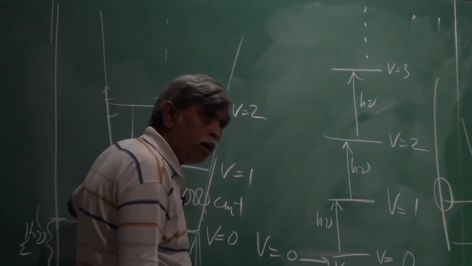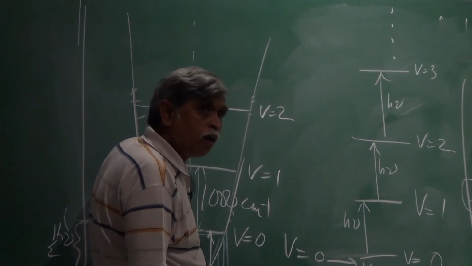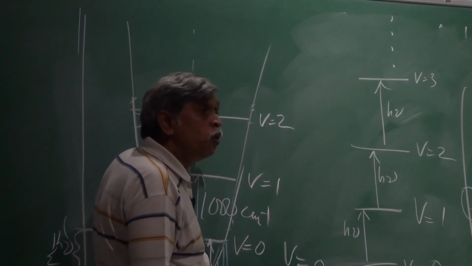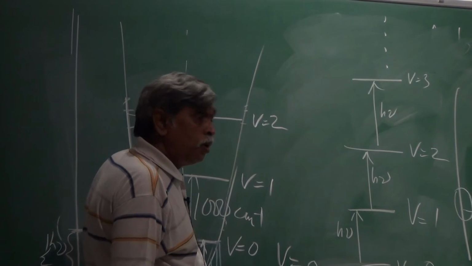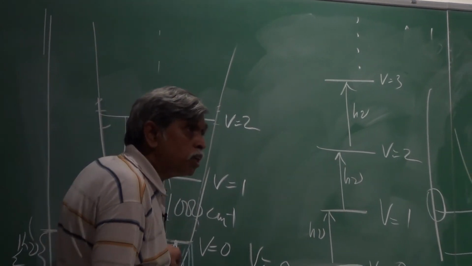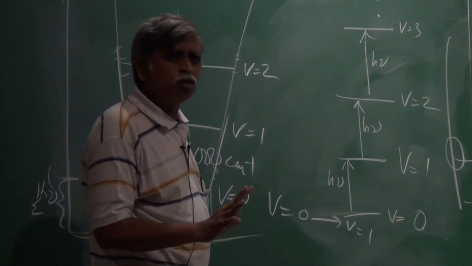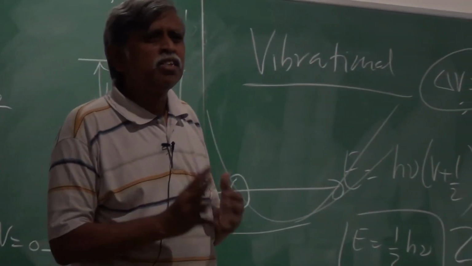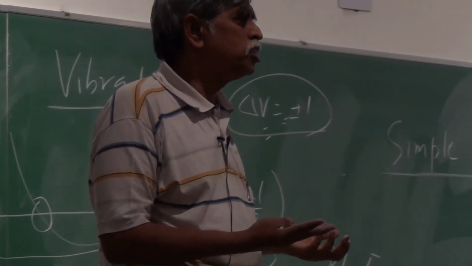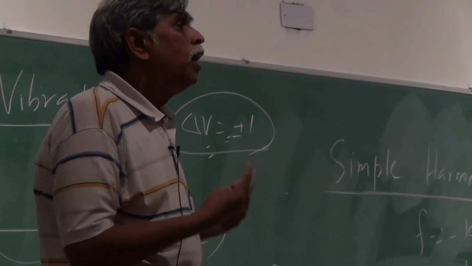0 to 1, allowed. 1 to 2, allowed. So if you want to go from 0 to 2, you have to do it in two steps. Take the molecule up here, and before it's got a chance to come down, take it up there. Not so easy. In other words, we are stuck with the fundamental transition 0 to 1.